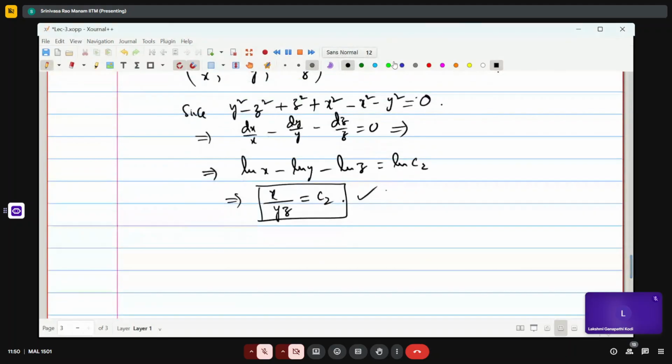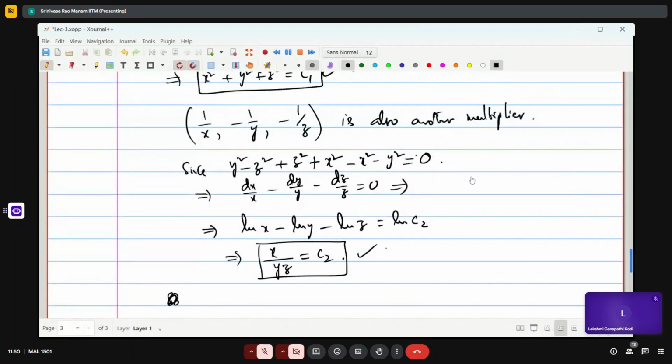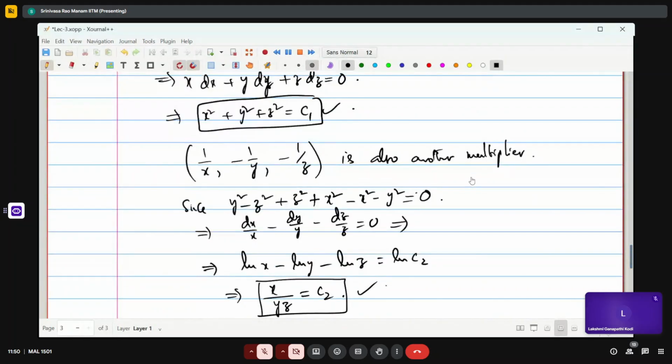So together means how do you get rid of this one? Two surfaces. Do you write f of C1 is equal to C2? No, you can't. See, I have f of xyz equal to C1 and g of xyz equal to C2. So this represents a curve in space, right?